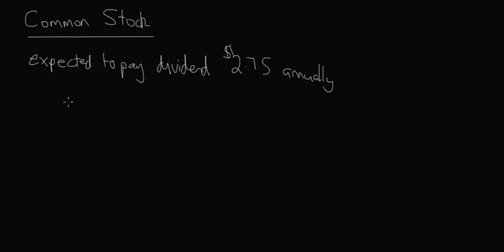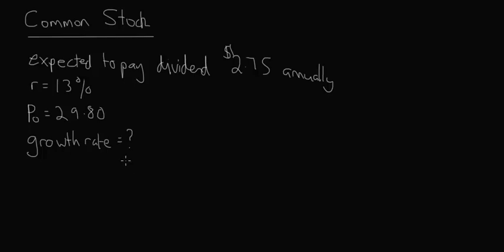Let's say the market rate of return on this security is 13%, and the market price is $29.80. So here we're actually being given P0 as $29.80, and the question over here is, what is the expected growth rate? So here's the question. Let's try and isolate the variables first of all.